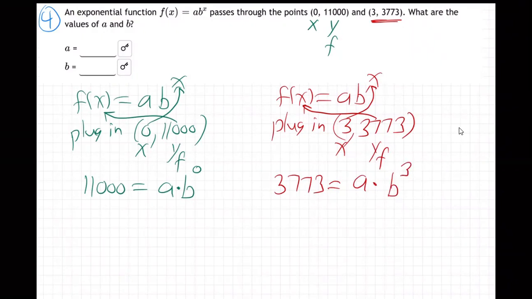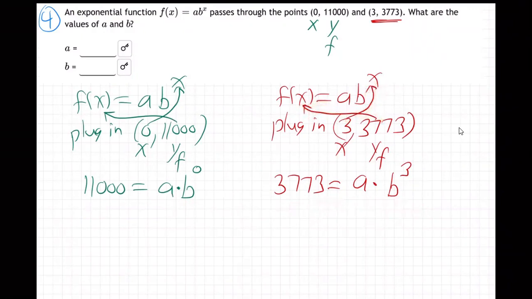So I'm just taking this function f of x equals a times b to the x, and I'm plugging in the first point, 0 for x, 11,000 for f or y, same thing. And this is what I get. And then same thing the second time. Plug in for x, plug in for f or y. This is what I get.